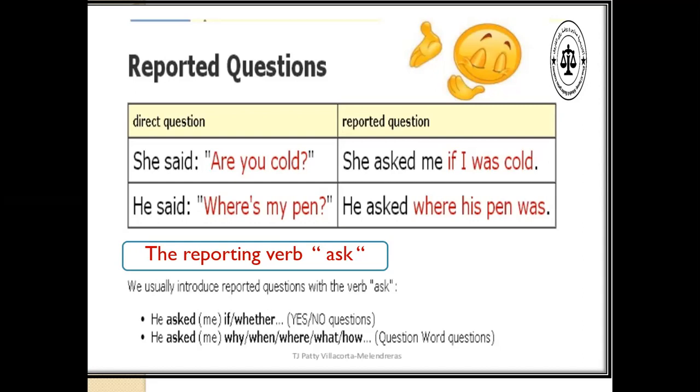If you have a WH question, you are going to follow 4 steps in order to report this question. The first one, you are going to use the WH word. Then you are going to put the subject, the verb, and the last point, you are going to change the question mark into a full stop. If you have a yes or no question, you are going to start with if or whether, then the subject, the verb, and you are going to end your reported question with a full stop.